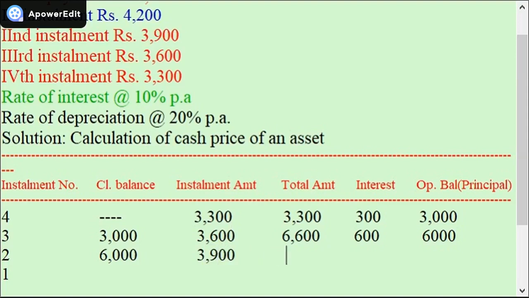So total amount is 6,000 plus 3,900. That gives you 9,900. In which 10% interest will be 900 rupees. Now the opening balance is 9,900 minus 900. That will be 9,000. This 9,000 becomes the closing balance at the end of first year.